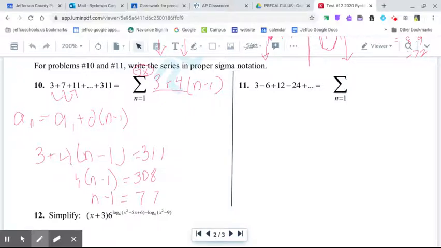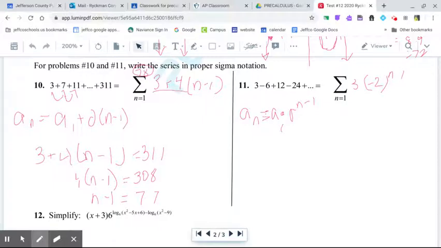Same deal here, analyze the pattern, except this time it's not an adding pattern, it's a multiplying pattern, which is geometric. So we know that in geometric, you can make terms by taking a first term and multiplying by some common ratio every time. So in this case, A1 is 3. And what are we multiplying by each time? I hope you said negative 2.